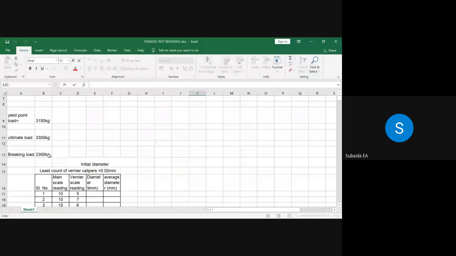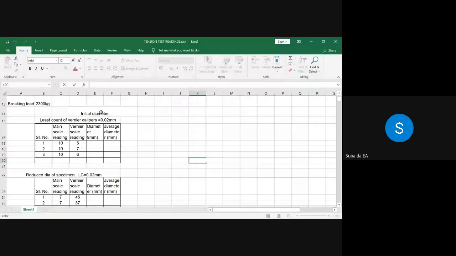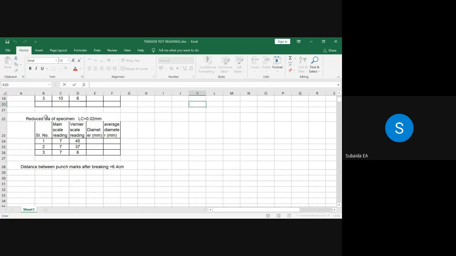Okay. Now the initial diameter. For the initial diameter, you have the main scale reading, then vernier scale reading. You have to find out what is the diameter, then take the average diameter. So multiply the vernier scale reading with the least count and add it to the main scale reading. That will give you the diameter. Similarly, for the reduced diameter also, least count and values have been given to you. You can calculate what is the reduced diameter. So initial area of cross section and reduced area of cross section, both you can calculate.